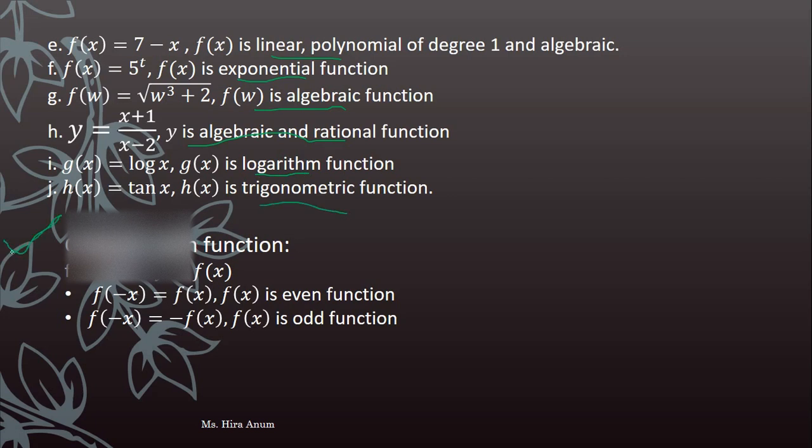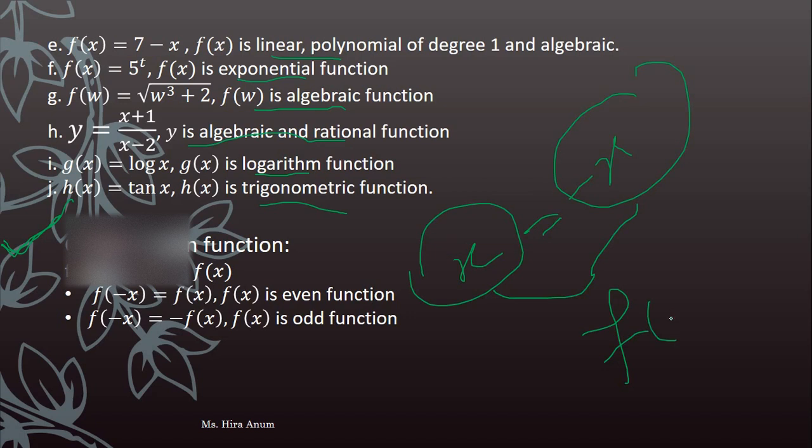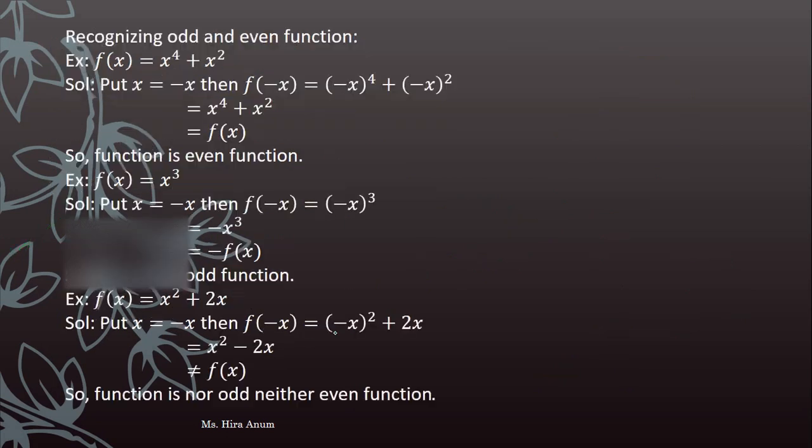Now you have the definition of odd and even functions. A function may be even, it may be odd. If in place of x we put minus x, and the function becomes f(x), then this function is an even function. If it becomes minus f(x), this is called an odd function.